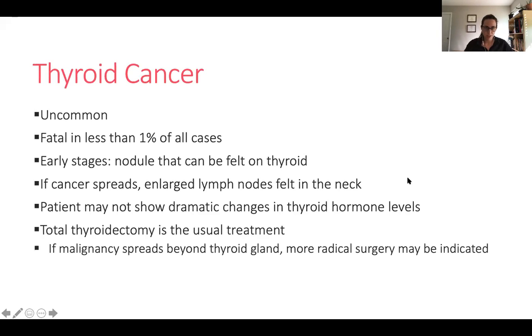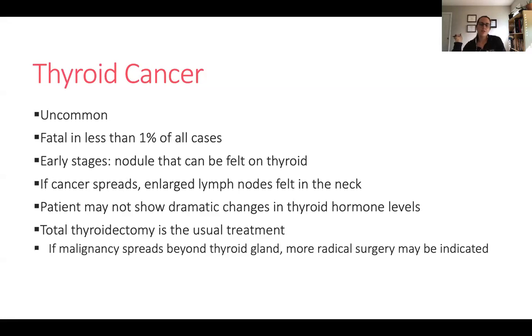And then there's thyroid cancer, which is uncommon. And it's not a very deadly cancer. Less than 1% of the cases are fatal. In the early stages, what people will notice is enlarged lymph nodes in the neck. They might not have dramatic effects of the hormone level disturbances like the hypothyroidism or hyperthyroidism.